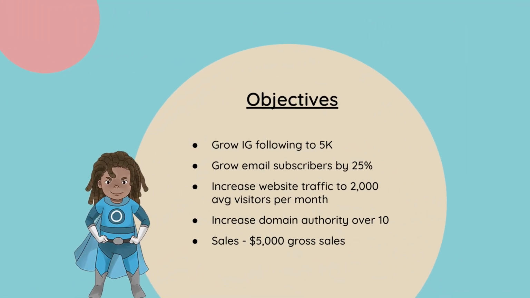From there, I went into my objectives. You can see that I want to grow my IG following to 5K. I want to get my email subscribers to 25%. I want to get my web traffic to 2,000 monthly. I want to get a domain authority over 10. And I want to have gross sales over 5,000. I have tactic goals in here, campaign goals, channel goals, and broad goals in here. And you can see they are all SMART objectives.